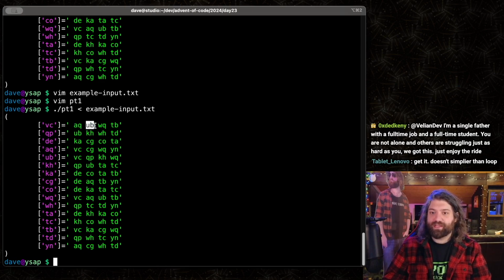Because if AQ is connected to UB, we have a try. If AQ is connected to WQ, we have a try connection. If AQ is connected to TB, we have a try connection. If UB is connected to WQ, so we have to start at this element and then count all the elements to the right of it and check if they connect, because if they do, then we have a try connection.